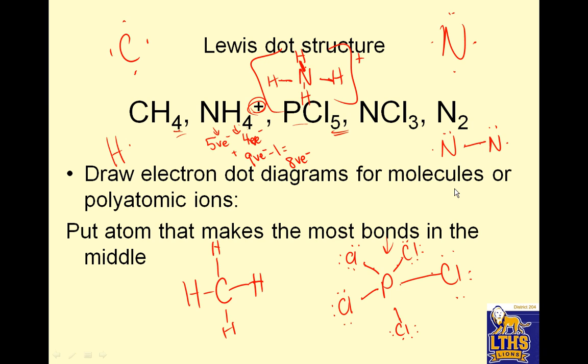So I can start sharing more than 2. Now they're sharing 4. 1, 2, 3, 4, 5, 6, 7. Still not stable, so I have to share even more. And now it's 2, 4, 6, 8 for nitrogen, 2, 4, 6, 8 for nitrogen. This is called a triple bond.